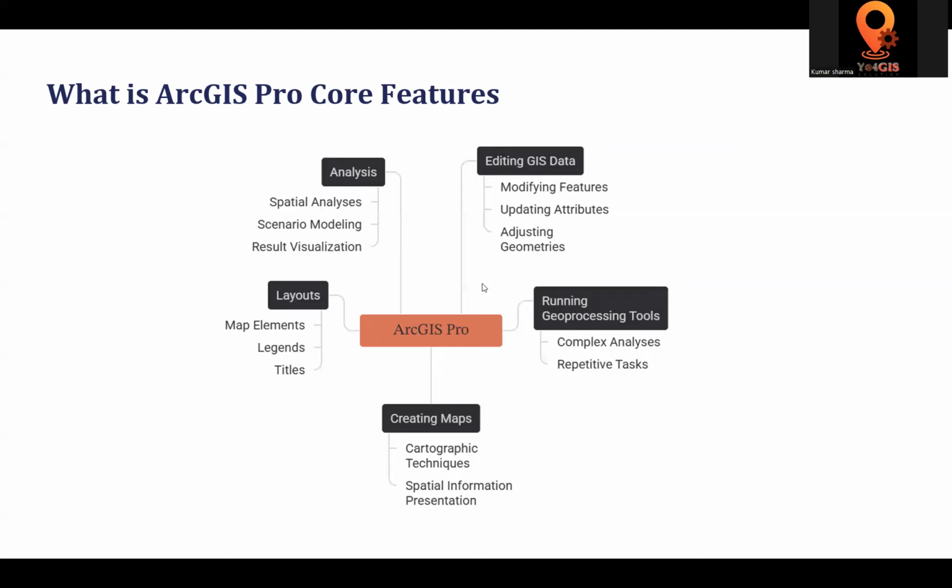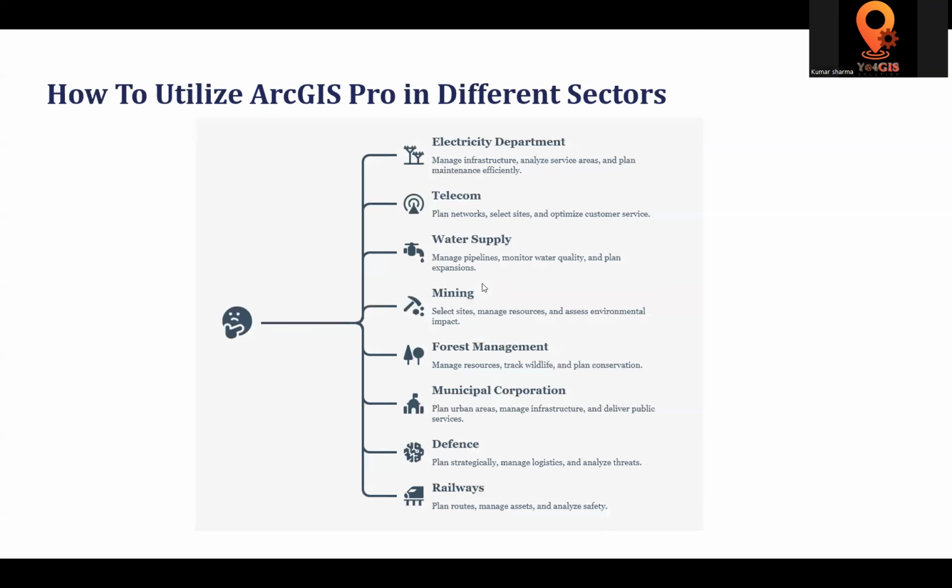To run the geoprocessing tool, as I already explained, the previous ArcMap or ArcGIS Desktop uses a single-thread architecture and ArcGIS Pro is using a multi-thread architecture. So you will get very good performance of geoprocessing tool execution in ArcGIS Pro. We have a very good model and a very advanced mechanism to create a map in ArcGIS Pro. These are the core features of ArcGIS Pro.